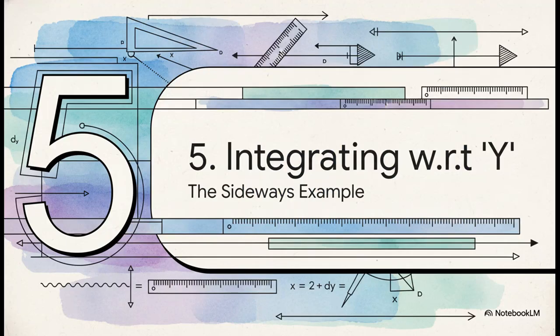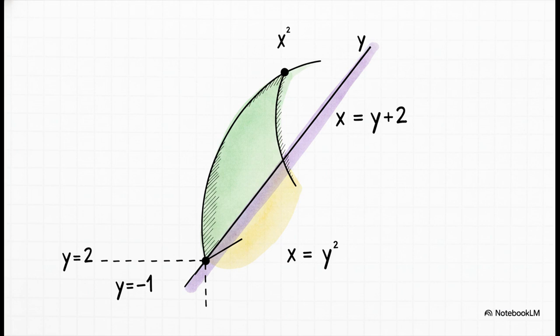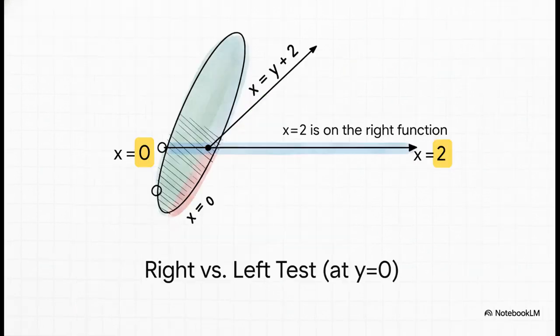All right, let's put this new sideways tool to the test. The process is going to feel really familiar. We just have to remember to think horizontally instead of vertically. Okay, this time we've got a straight line and a sideways parabola. Step 1 is the same as always. Find where they intersect. We set them equal and solve, but this time we're solving for y. Turns out they cross at y equals -1 and y equals 2. Those are our bounds.